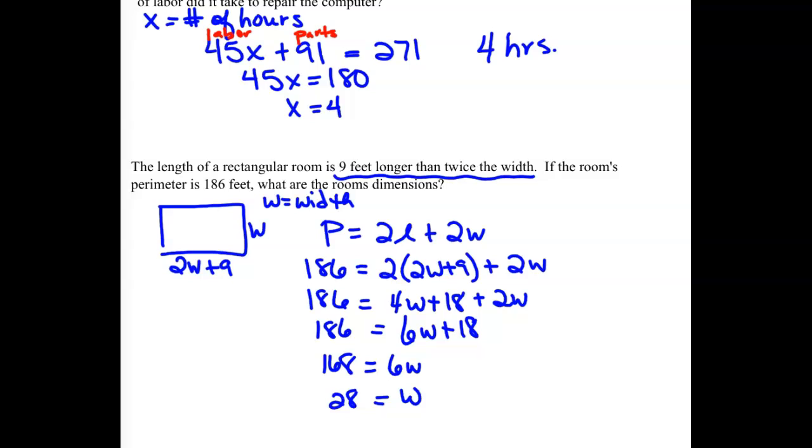So going back, it's asking us for the dimensions of the room. So our width, we would say, is 28 feet. Our length is 9 more than twice that. So 2 times 28 plus an extra 9 ends up being 65 feet.